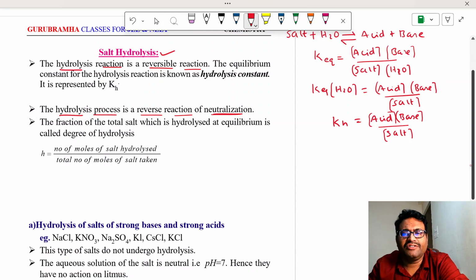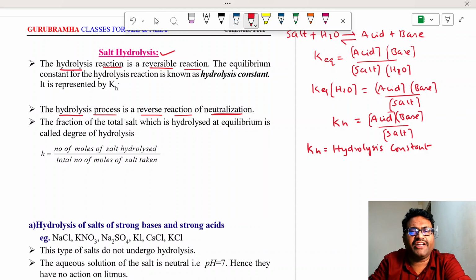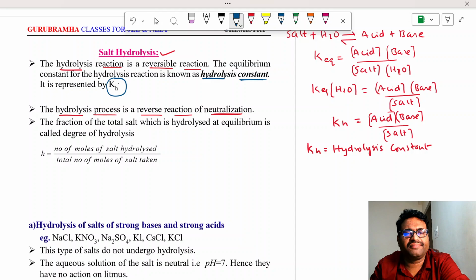Do you understand? So what is this KH called? This KH is the equilibrium constant in the process of hydrolysis of salt. So it is called the hydrolysis constant. You are finding here the hydrolysis constant. It is represented by KH.